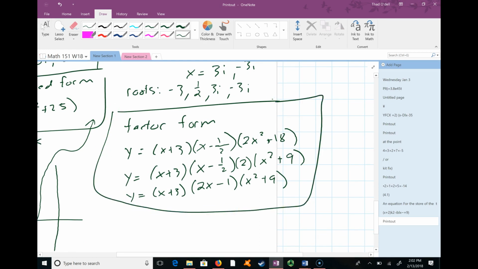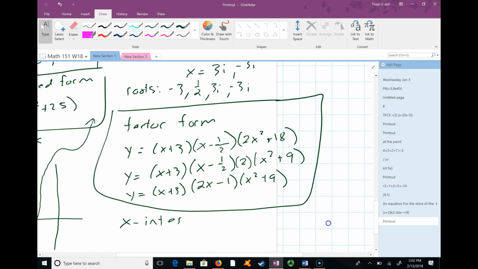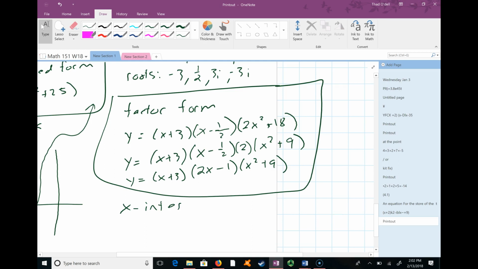Okay? And then finally, if there are any x-intercepts, what are they? Well, the 3i and the -3i are not going to give us x-intercepts. So it would just be -3 and 1/2.